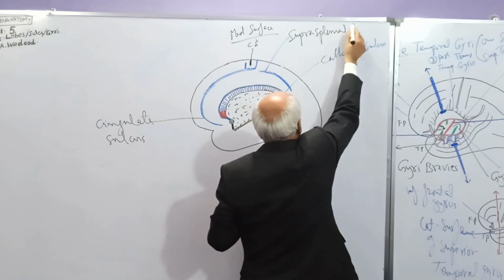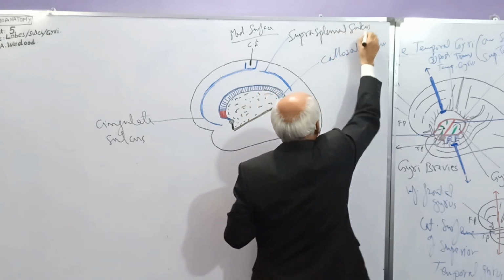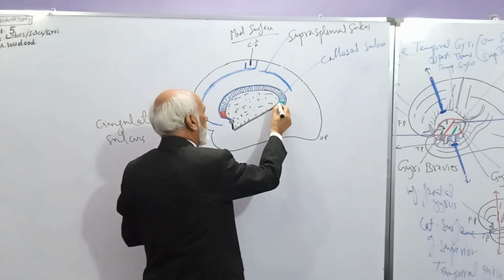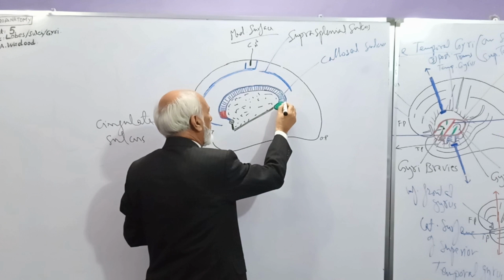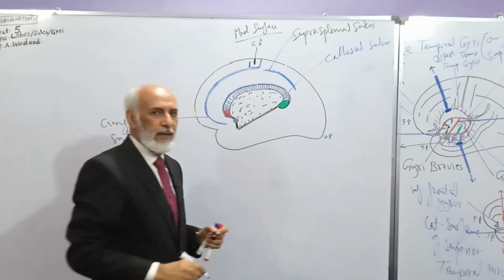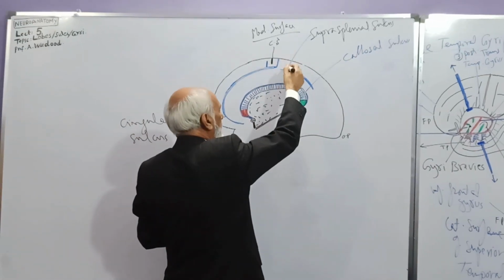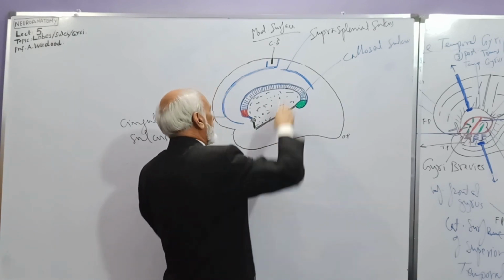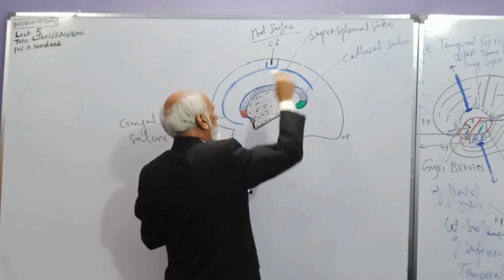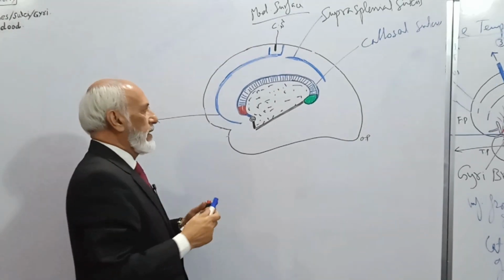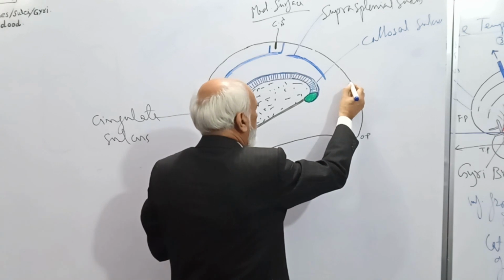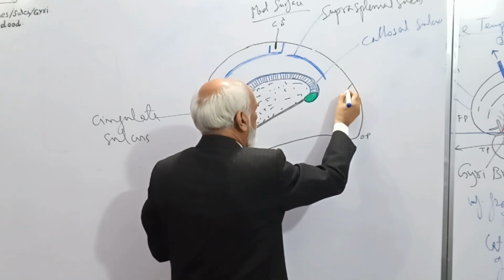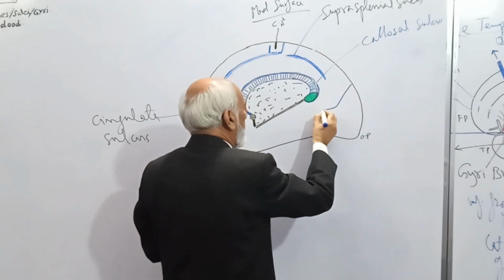Suprasplenial sulcus. Why suprasplenial sulcus? I told you this posterior end of the corpus callosum, this one, is known as the splenium. So as it is above the level of splenium, therefore it is called suprasplenial sulcus. Then here there is a sulcus which we have talked about many times in previous lectures. This is the parieto-occipital sulcus.